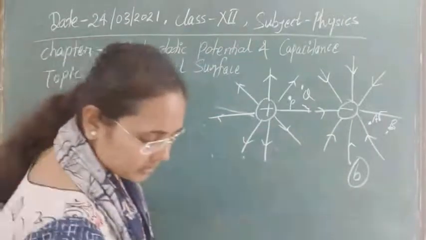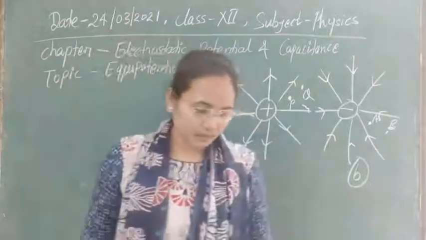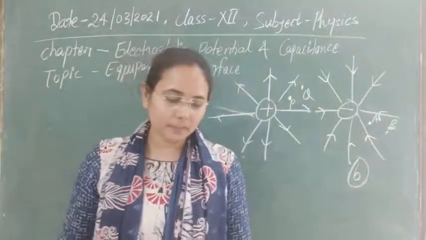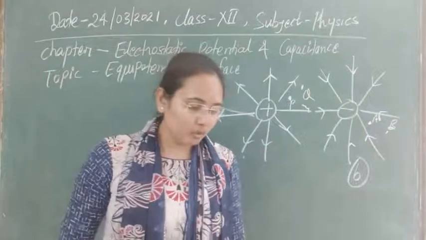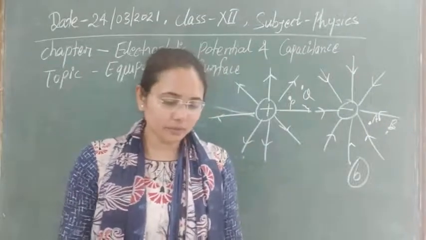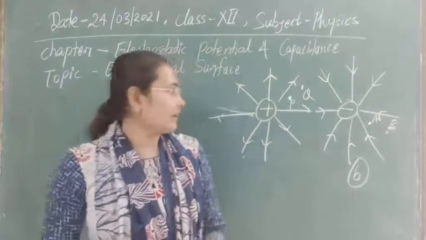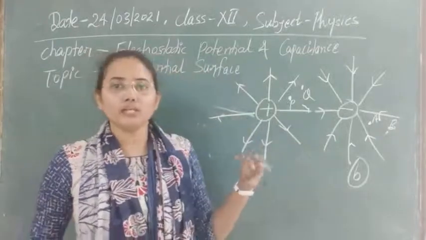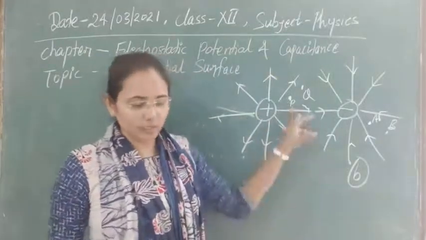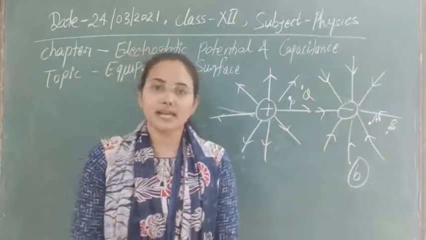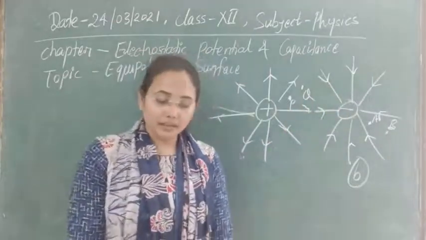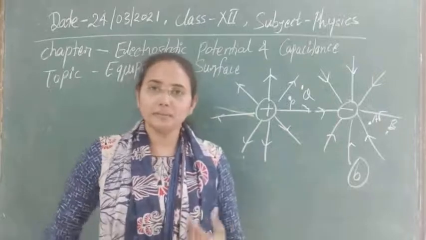Now the second question here: give the sign of work done by the field in moving a small positive charge from Q to P. It is given that we have to move a small positive charge from P to Q, then what will be the sign of work done here? And one more thing, it is given by the field.